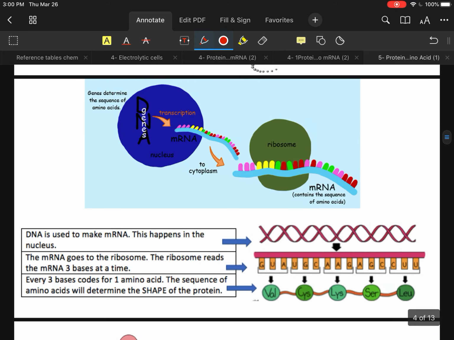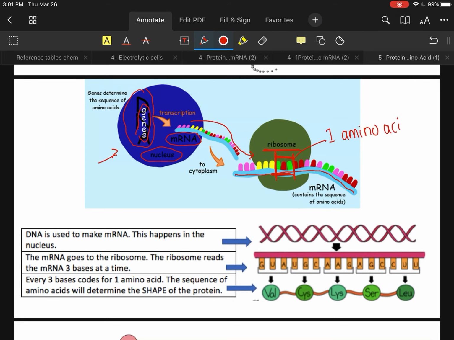Okay, this isn't the best picture, but I do like it for a couple reasons. First of all, the big blue thing represents the nucleus, and this shows me that DNA, and particularly genes, are stored in the nucleus, and that the information from a gene can be used to make mRNA. So mRNA is produced from DNA in the nucleus. And then this mRNA leaves the nucleus and it goes to the ribosome. And you can kind of see that this mRNA moves through the ribosome, and the ribosome will actually read 3 bases at a time. And every 3 bases codes for 1 of the 20 amino acids.